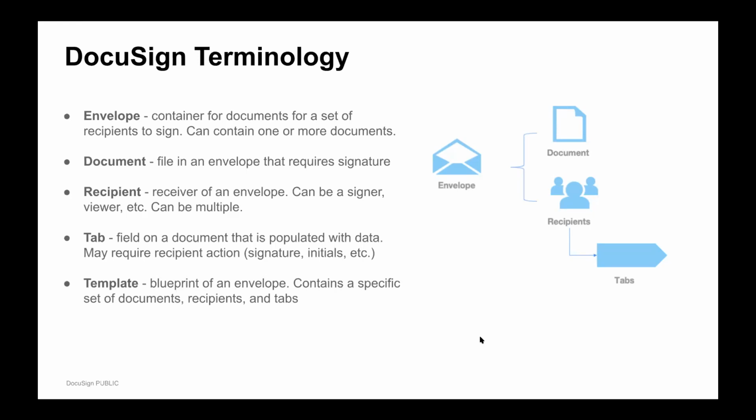And then finally, a template is a blueprint of an envelope that has a specific set of documents, recipients, and tabs. Using a template is ideal for documents that are sent pretty frequently for signature. A good example would be sending out an envelope for an annual confirmation agreement for opening an account.